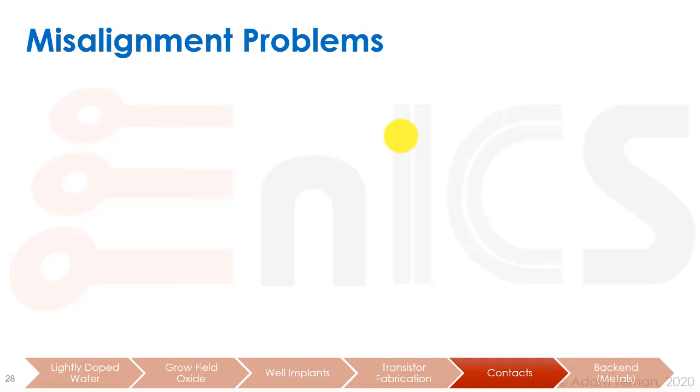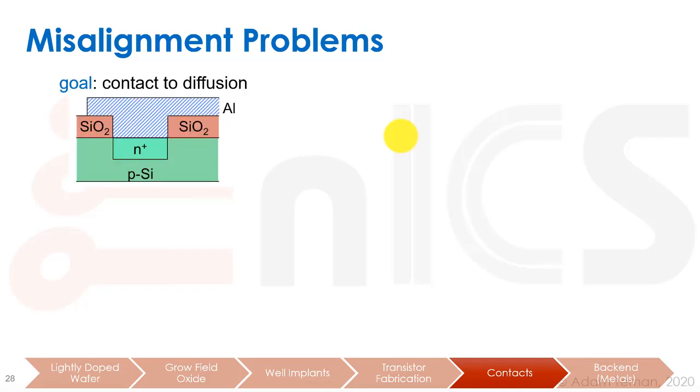I just want to point out some things that affect our design rules. There are misalignment problems that can happen in contacts. What we want to do here is to make a contact to a diffusion. So we have our N plus diffusion over here. We have our metal that's running up here, and we want to connect the two through this contact, right? This is the contact layer.